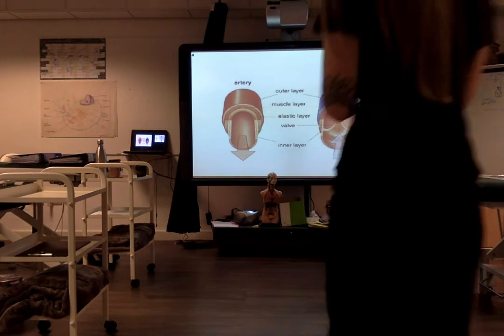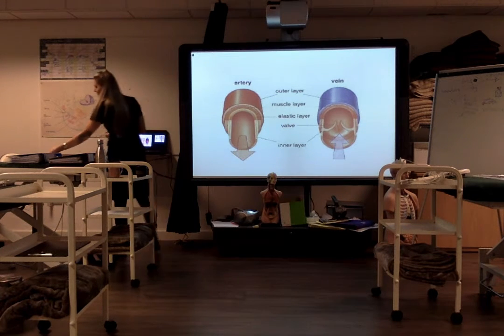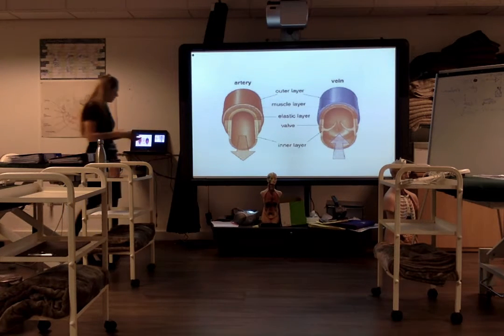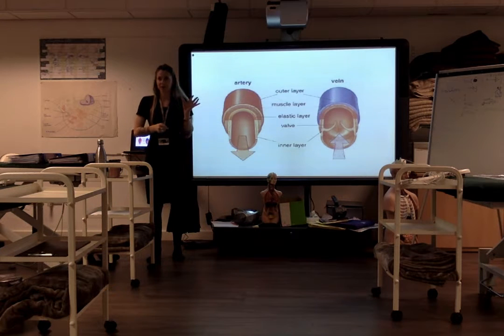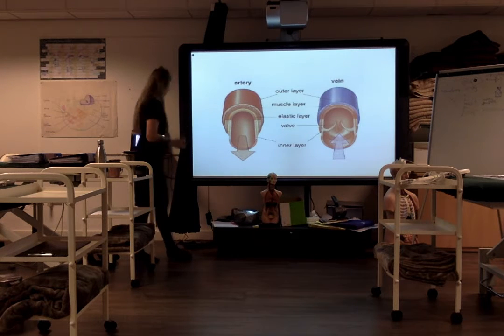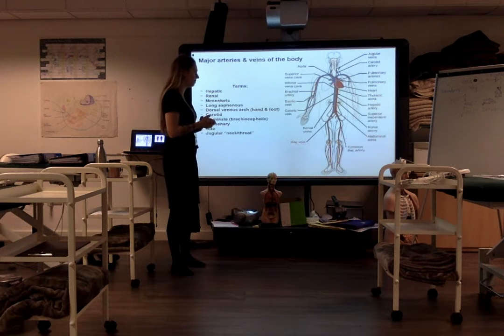So I'd recommend looking at this for your homework and using some colour to help you differentiate between the layers, because it's important that you know that. Any questions on arteries and veins? What ones have valves? Veins. Hallelujah. Got there.